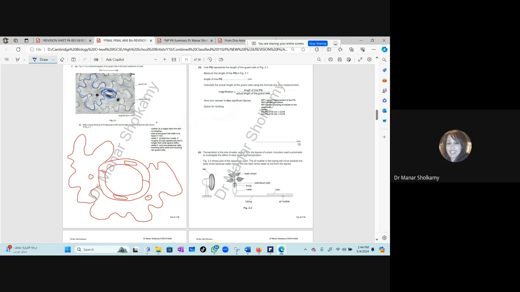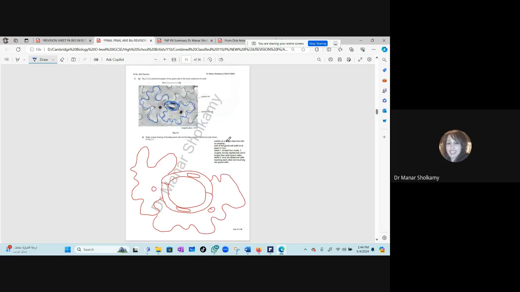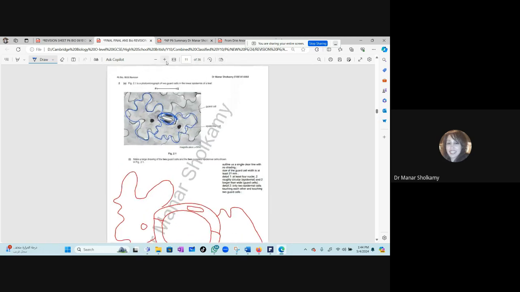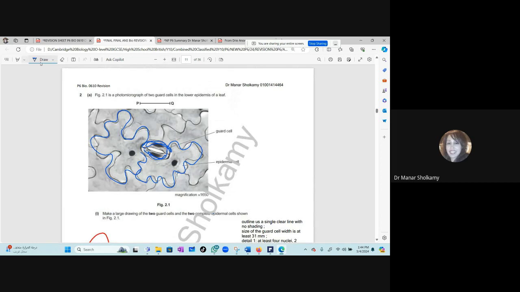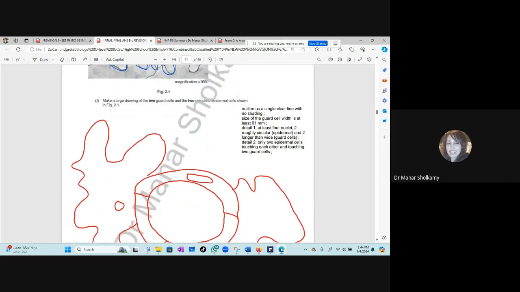Okay, see, it's full of curves. So I'll draw the curves, I'll do my best. And another one, it's full of curves here also. Okay, I'll count the number of curves and I try my best. The moment I put my pencil on the paper, I don't pick it up because I don't want any broken lines. I want to zoom in and look at how they grade you. Okay, outline, a single clear line with no shading.